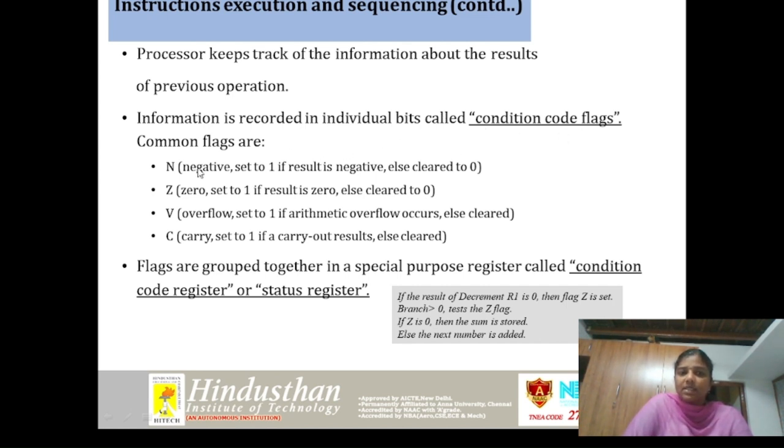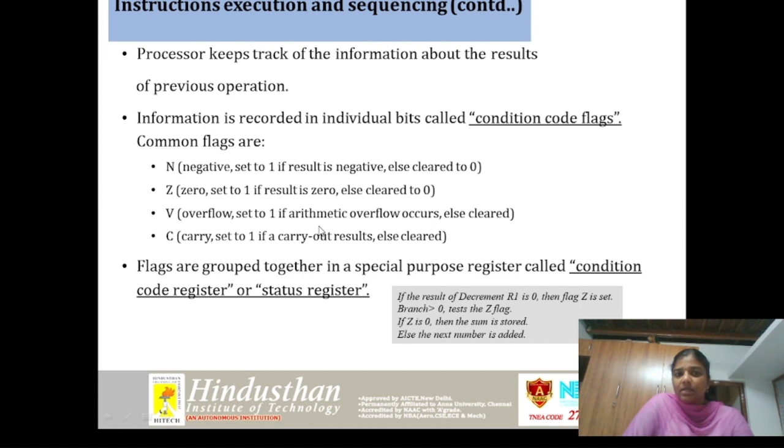So what are the flags? These are the types of flags. First is N, Z, V and C. What is N? N is negative. It is set to 1 if the result is negative. So if the final output is negative, it will set the N value to 1. And if the final result is 0, it will set the Z value to 1.